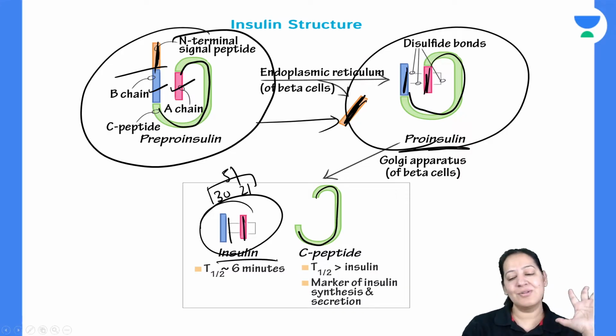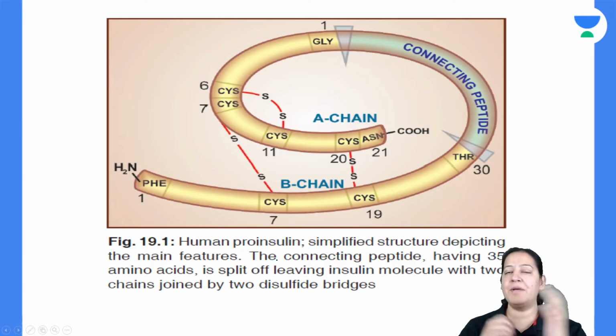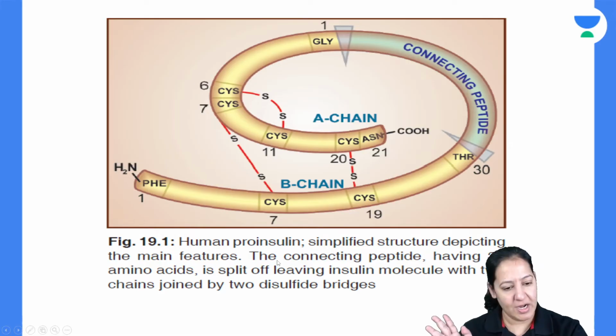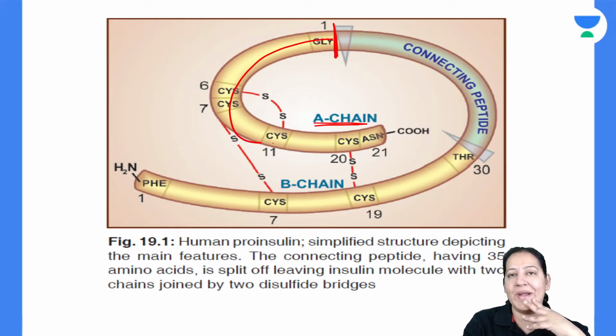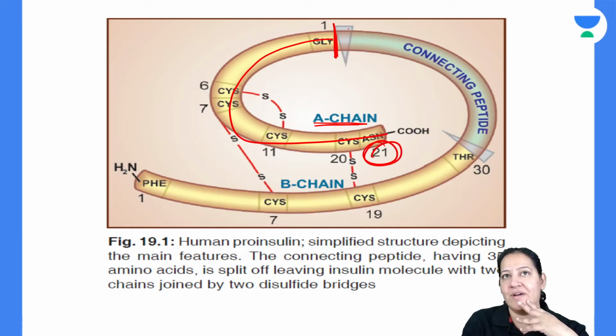Please learn it. So this is the best diagram I can show you. The same diagram from the KDT you can see. Okay. Let me show you alpha and beta chain. Alpha chain. This is A. A chain is alpha chain, starting from 1 amino acid to 21 amino acid. Can you see? This is 21. Amino acid number 1 to amino acid number 21.